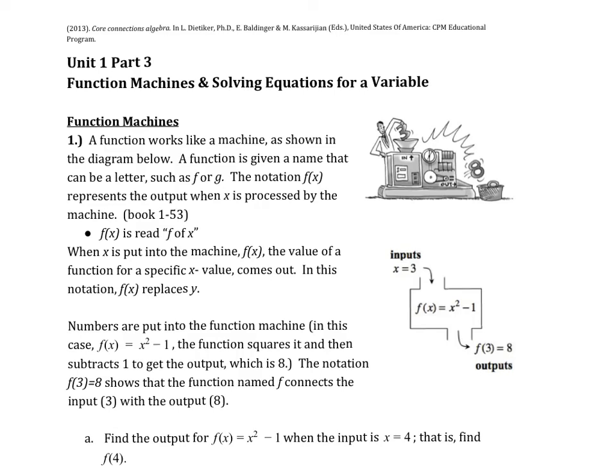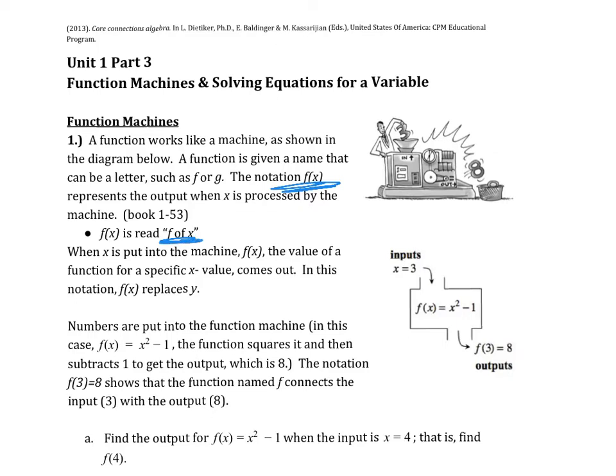In the Unit 1, Part 3 notes, we're going to start looking at function machines and function notation. So it says problem 1, a function works like a machine as shown in the diagram below. A function is given a name that can be a letter such as F or G. The notation right here represents the output when X is processed by the machine. This is called F of X.